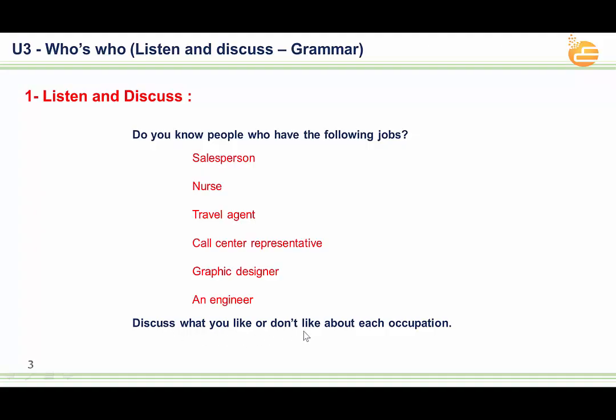We have another question. Discuss what you like or don't like about each occupation. Let's see. For example, for me, I like the travel agent. You know why? Because he knows a lot of information and every day he learns more and more information about a country, about a city, about a new place. So I like the travel agent. What about you? Which one do you like? Okay, very nice. Let's continue.